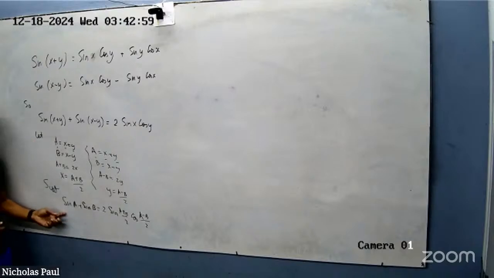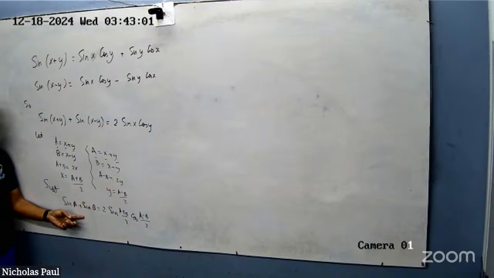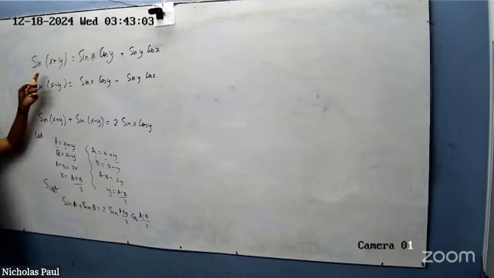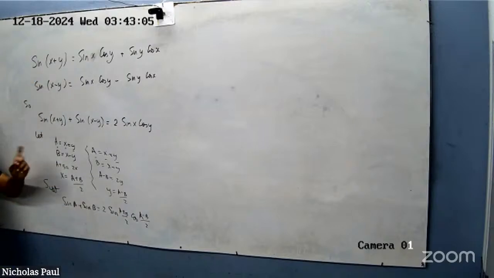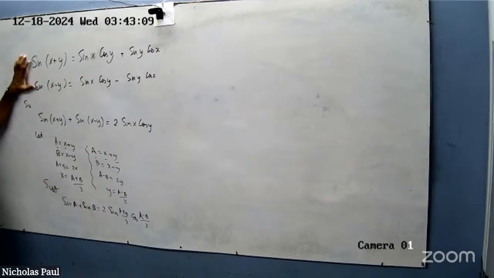How will you get sine A minus sine B? You just minus from here. How will you get cos A plus cos B? You do the same for cos. Okay? So let's prove the one, cos A minus cos B.